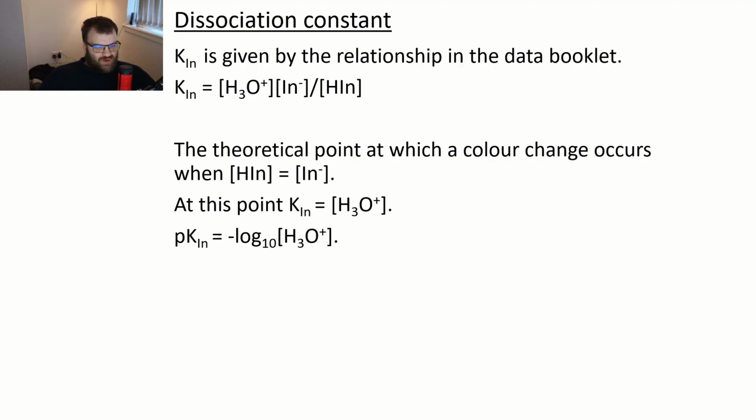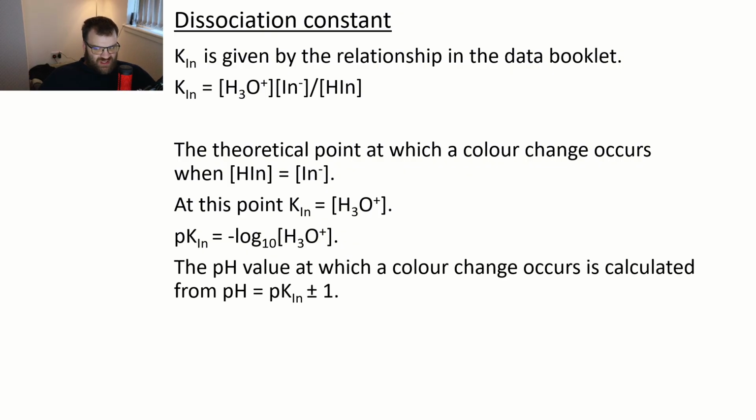It can often be more helpful to work out the pKin using minus log to the base 10 of the hydronium ion concentration. And then the pH range at which the colour change will happen can be calculated by doing the pKin plus or minus 1, which again is in the data booklet.